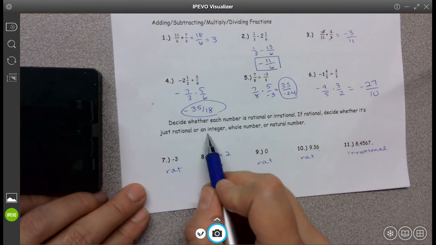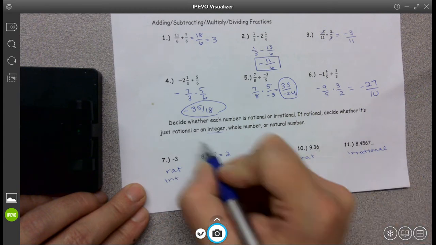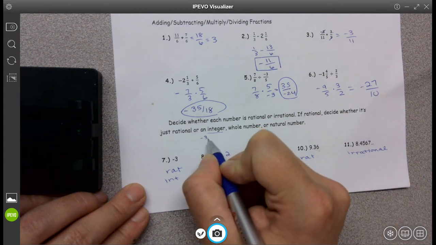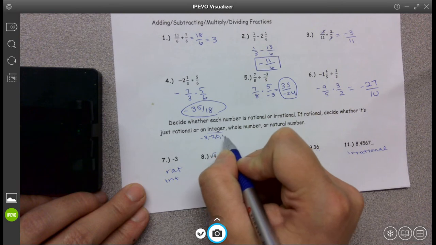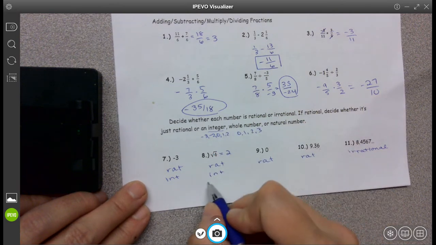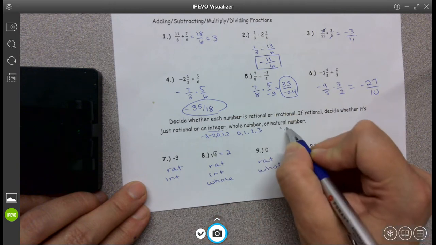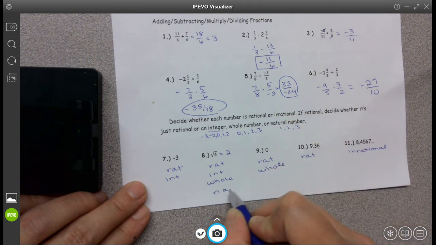Of the rational, are any integers? Yes, this is an integer. This is an integer. Integers are negative and positive whole numbers. So what does that mean? Whole numbers are 0, 1, 2, 3, and so forth. So this is a whole number, and this is a whole number. And also natural numbers are the counting numbers, so this is a natural number.